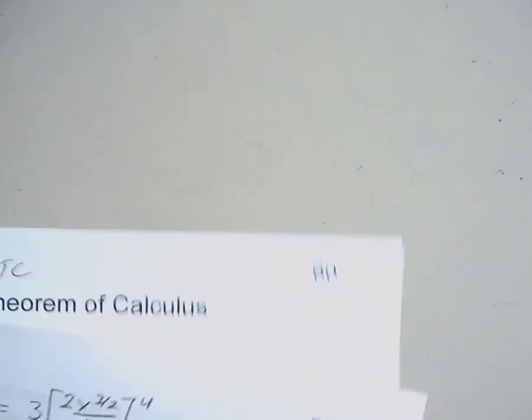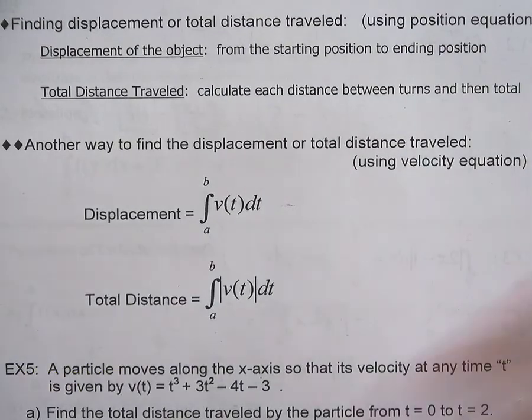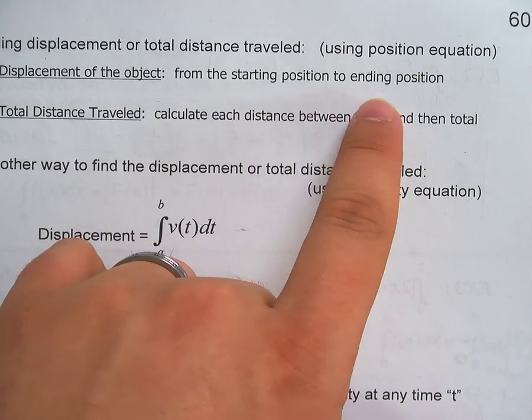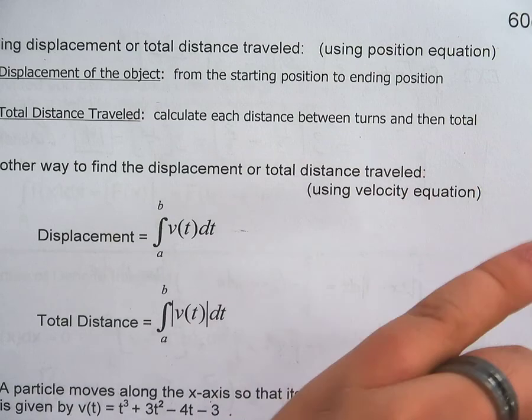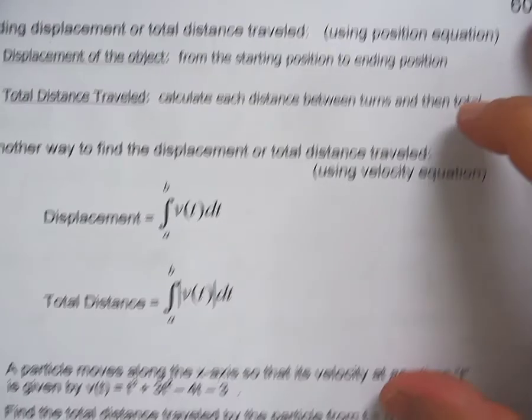All right. So very, very quickly, and again, I apologize about the time, but let's get this done. 3 minutes, I can do this. All right, finding the displacement or total distance traveled using position equation, the displacement of an object from a starting position to an ending position. Total distance traveled is calculating the distance between turns and then adding it. Remember, displacement, you can just add up from the starting to the ending position. So if I start at home, travel to Dallas, come back home, my displacement is 0 because I started where I ended. But the total distance traveled, I have to calculate the distance from here to Dallas, then I turned around and calculate the distance from Dallas to here, right?